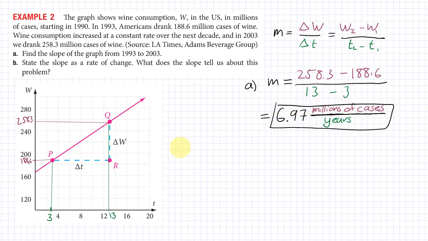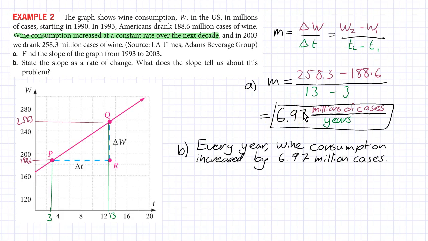So now for B, to interpret that as a rate of change, to state it as a rate of change, what does it tell you in this problem? You should probably write a complete sentence. And what I would say in this case is it tells you about the constant rate that wine consumption is increasing here. It's going up over time. Every time 1 year goes by, it's going up by about this much is one way to write it.